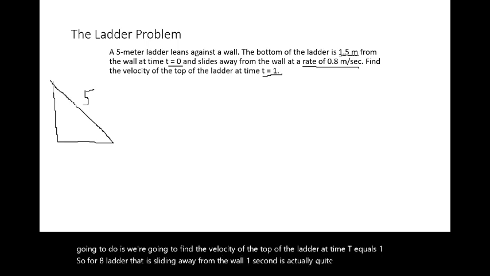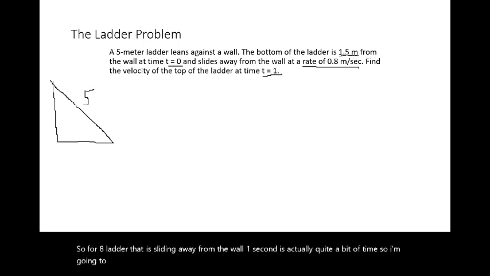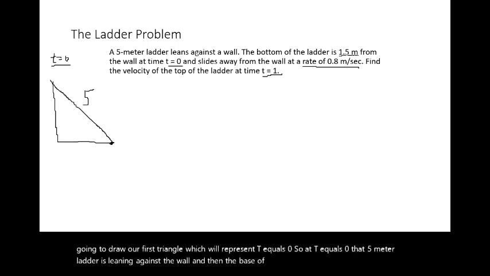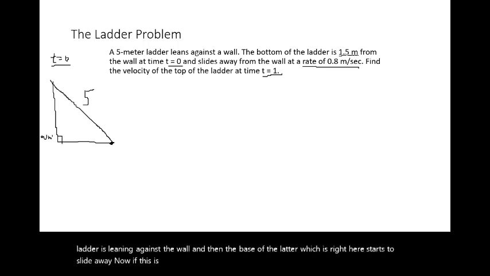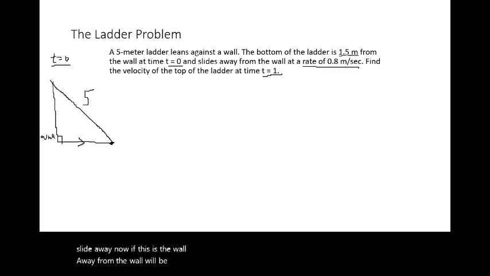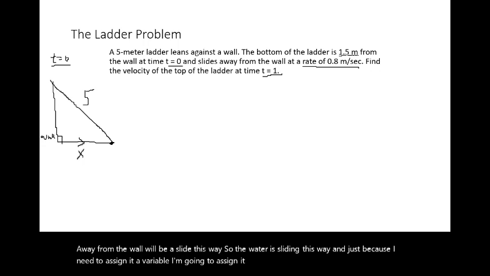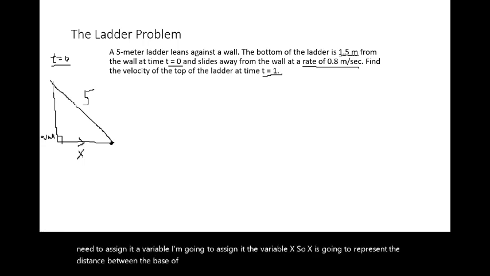So I'm going to draw our first triangle, which will represent t equals 0. So at t equals 0, that 5-meter ladder is leaning against the wall, and then the base of the ladder, which is right here, starts to slide away. Now, if this is the wall, away from the wall will be a slide this way. So the ladder is sliding this way. And just because I need to assign it a variable, I'm going to assign it the variable x. So x is going to represent the distance between the base of the wall and the foot of the ladder.